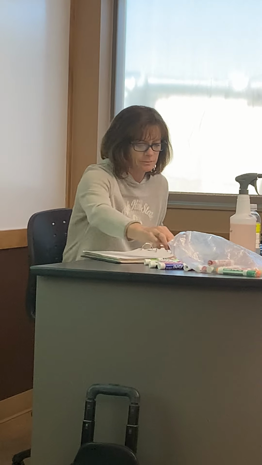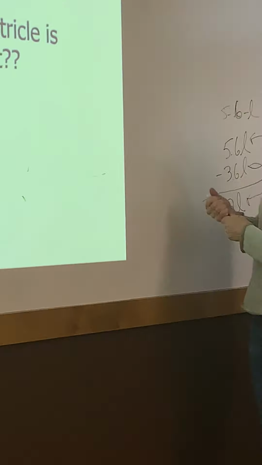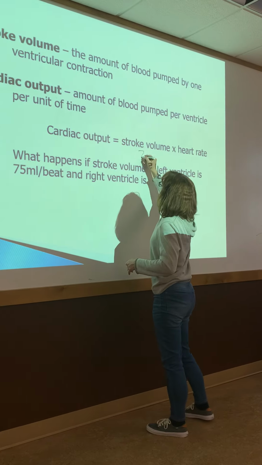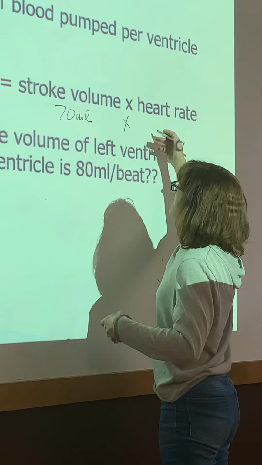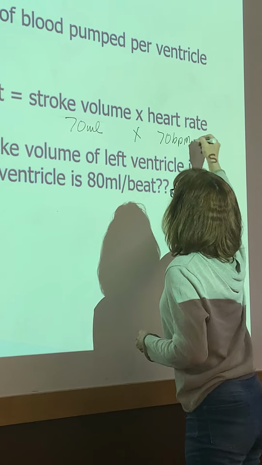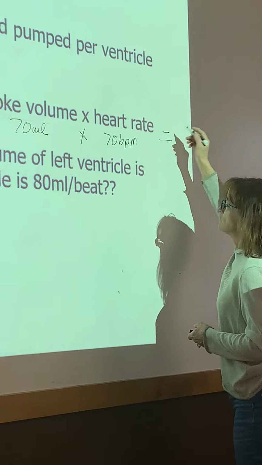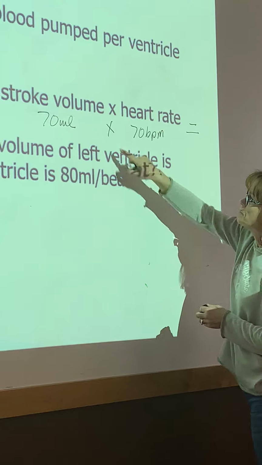So the stroke volume is about 70 mils, and the heart rate is about 70 beats per minute. The cardiac output is your stroke volume times your heart rate. So if your stroke volume is 70 mils on average, and your heart rate is 70 beats per minute, what is your cardiac output? That's a multiplication.